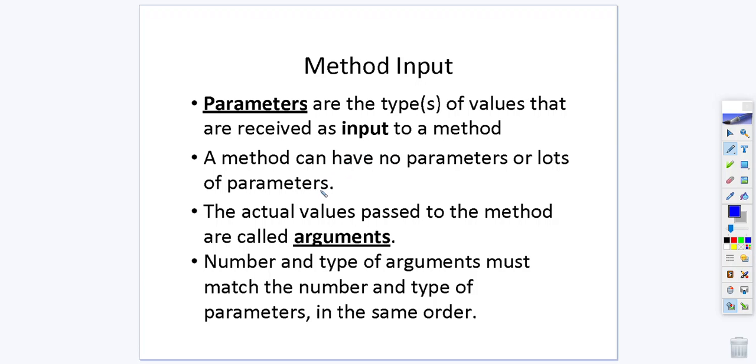When you actually pass values to the method, the values that are passed are called arguments. It's very important that when you use a method, whether it's one that you have written or that someone else has written, when you call the method and you have to pass it parameter values, those arguments match the number of parameters that are expected, the type of parameters that are expected, and are passed in the same order in which they're expected.